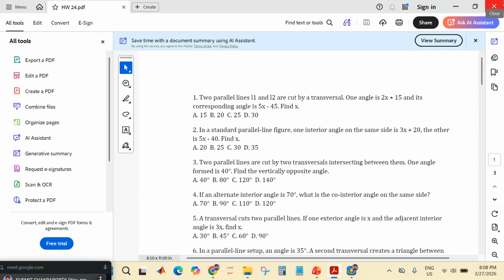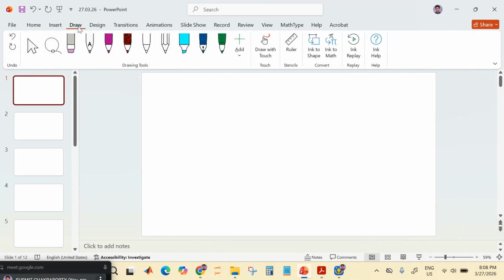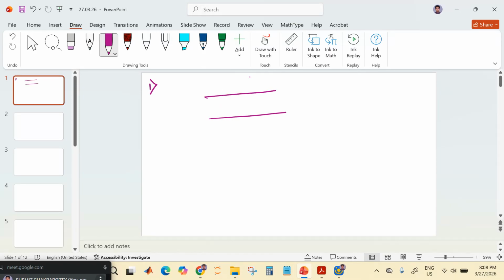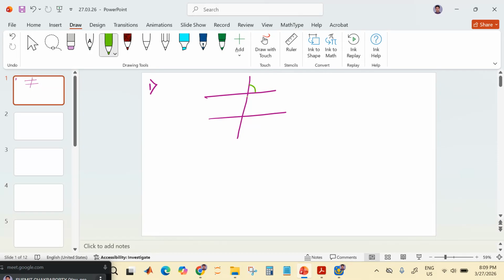Two parallel lines L1 and L2 are cut by a transversal. One angle is 2x plus 15 and its corresponding angle is 5x minus 45. Here you have to use the corresponding angle concept. Let's recapitulate again. If two parallel lines and one transversal are there, there are 8 angles: angle 1, 2, 3, 4, similarly 5, 6, 7, 8.